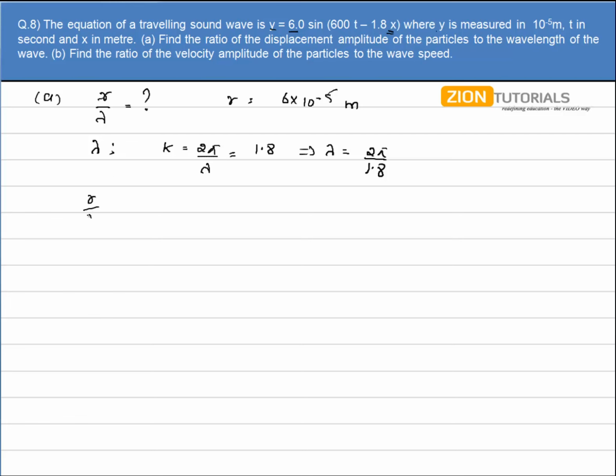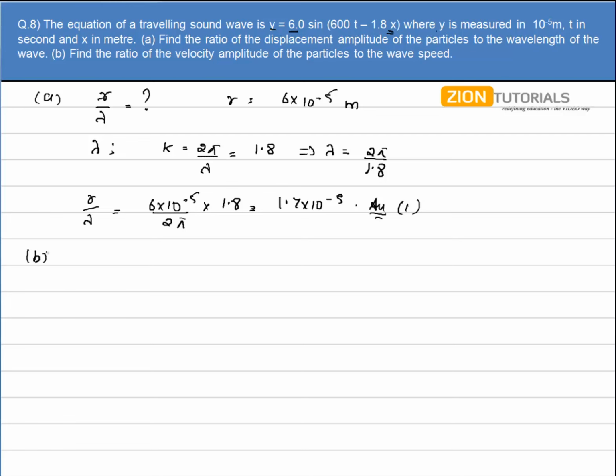The value of r by lambda will be 6 × 10^−5 divided by the value of lambda, that is 2π divided by 1.8. So to solve this equation, you get the value of r by lambda as 1.7 × 10^−5. That is the answer for the first part.